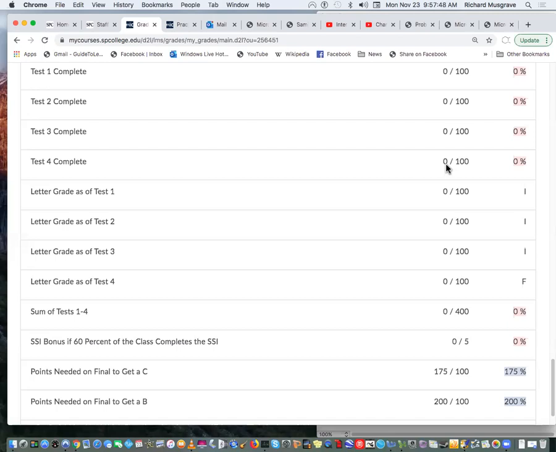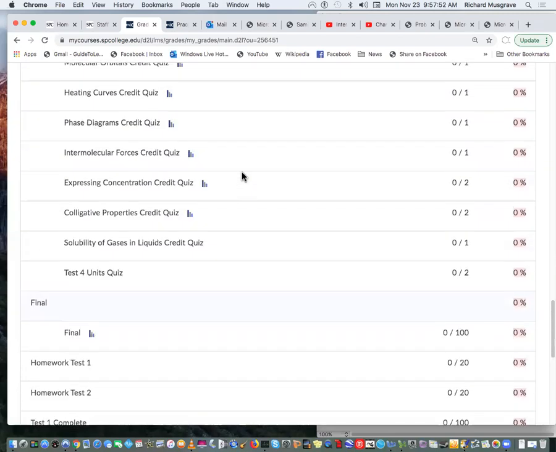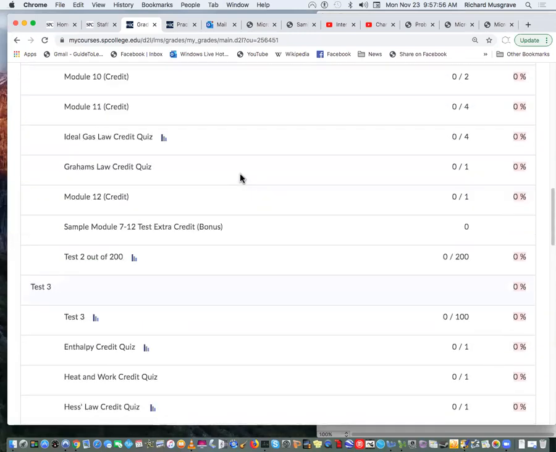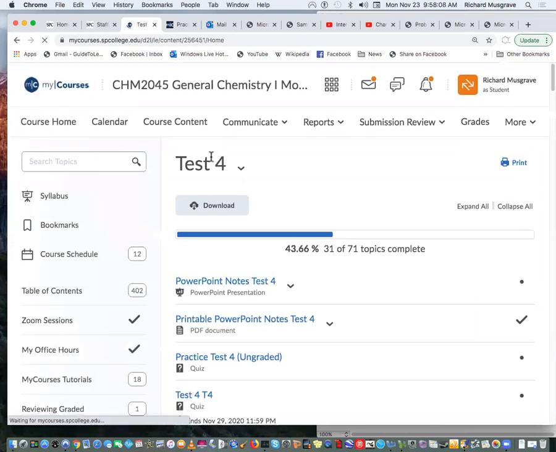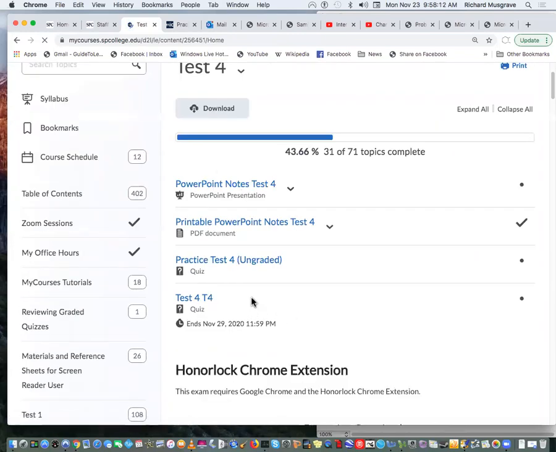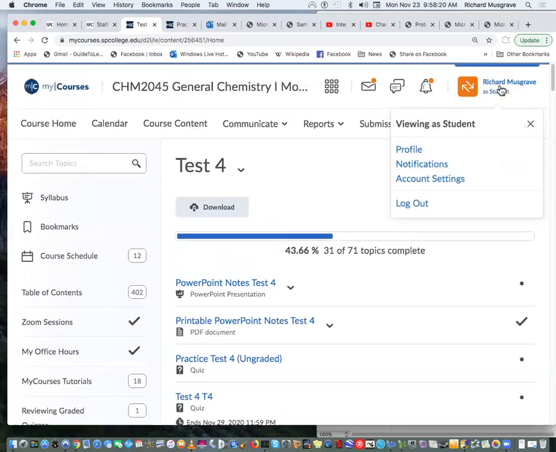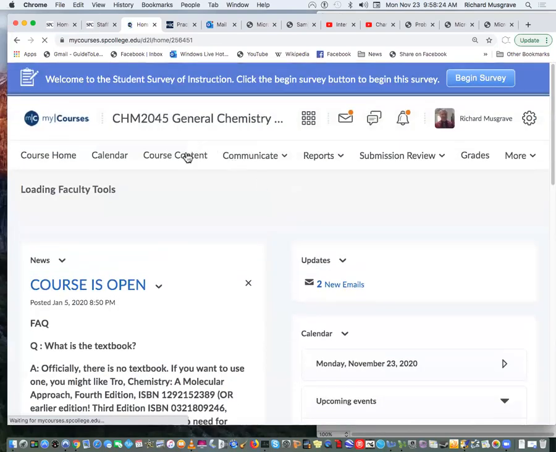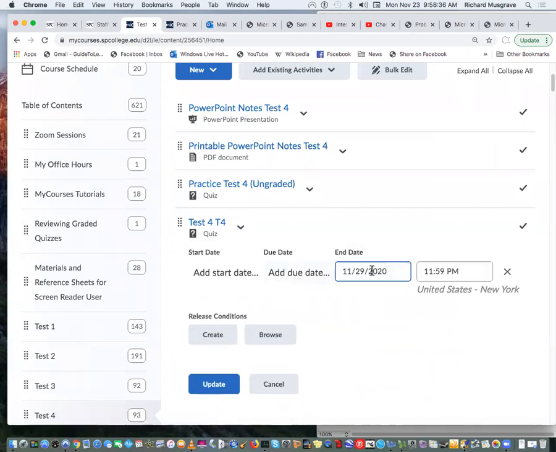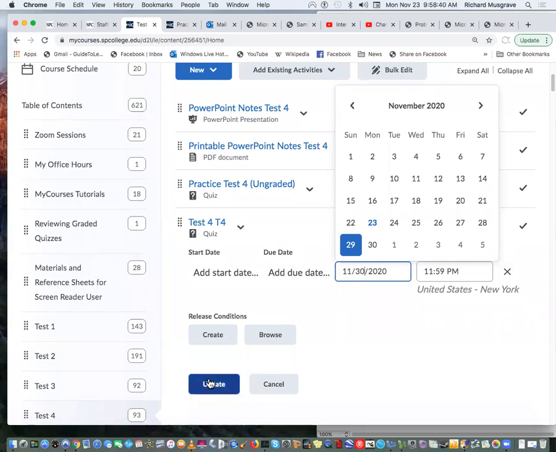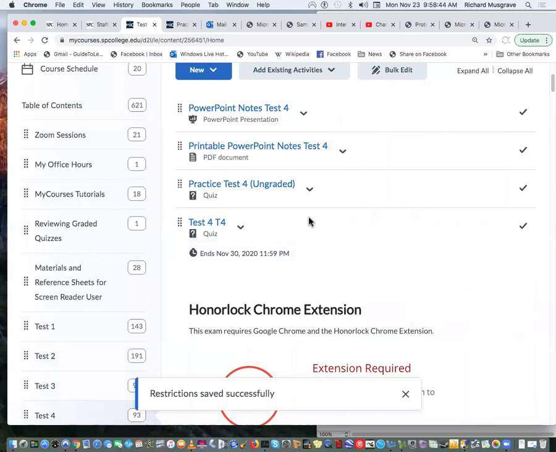Because I was looking at the test too, and it said it was due the 29th. Well, that would be the extra credit. But I think the test itself, let me take a look, should be due on the 30th. No, it says November 29th. At least that's what I'm looking at. I saw the same thing. Oh, yes. All right. I think I had the same problem with test three. It was set up a day later as well. Let me fix this right now, because it should be on the 30th. That won't create an issue if I change it now. And all the extra credit should be due on Sunday. Okay, so now it's set for November 30th.